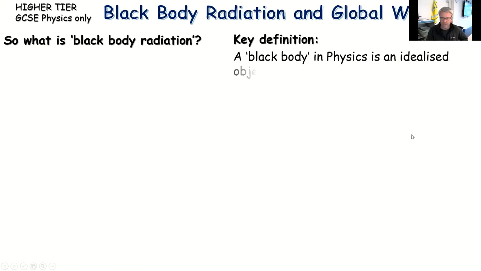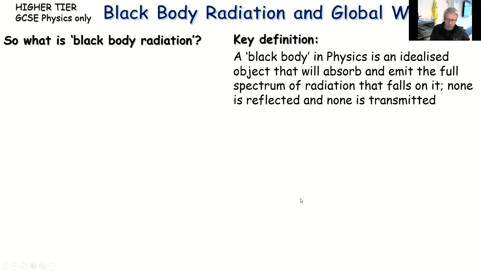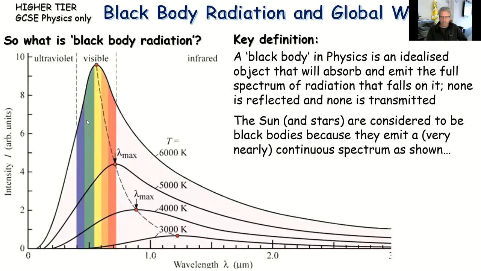So the first thing is a key definition. A black body in physics is an idealized object that will absorb and emit the full spectrum of radiation that falls on it. None is reflected and none is transmitted. Now, that definition is going to be important for you to remember. Now, what does that mean? So the sun and stars are considered to be black bodies because they emit a very nearly continuous spectrum as shown. Now, what you can see here on the graph is you've got different radiation. You've got part of the electromagnetic spectrum there, ultraviolet, visible, and infrared. And you can see the temperature for the different lines.